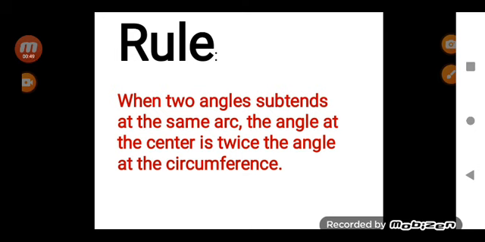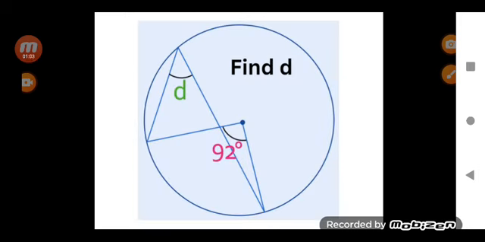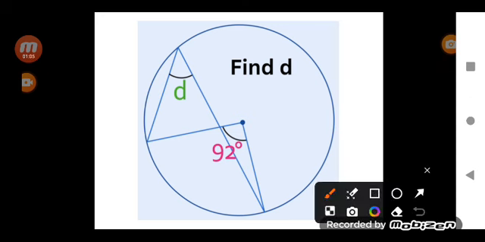The rule of this game is that when two angles subtend at the same arc, the angle at the center is twice the angle at the circumference. You're going to understand what this means. Now let me show you what it means. Two angles subtend at the same arc. What does that mean? Just watch.